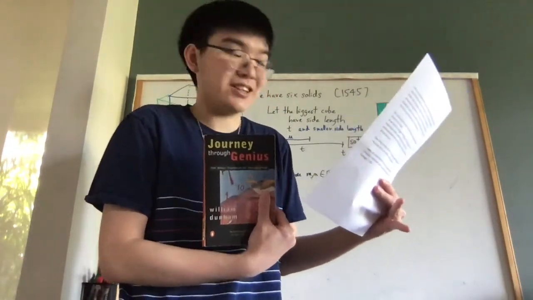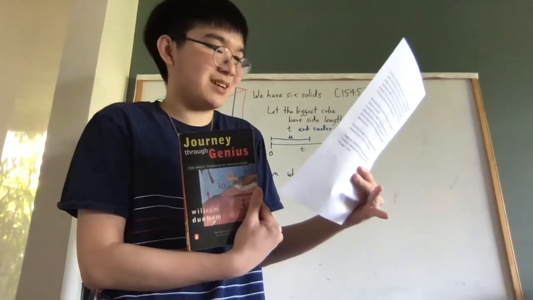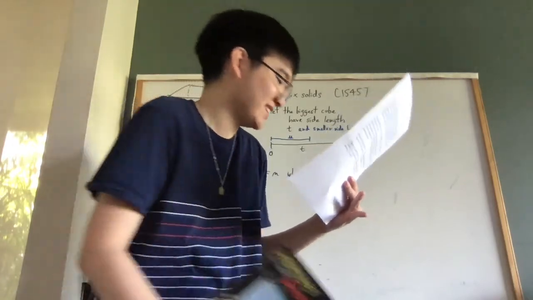Now, this construction of Cardano's proof is accredited solely to William Dunham from his text, Journey Through Genius. So this is obviously a secondary source. Text of his proof. And this is the front page of my copy. I'm quite proud to have this book.